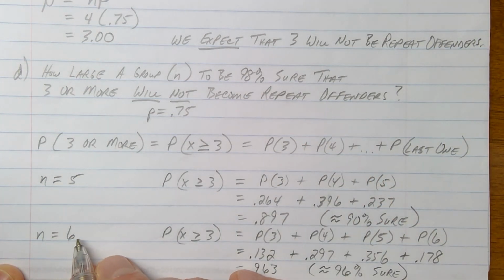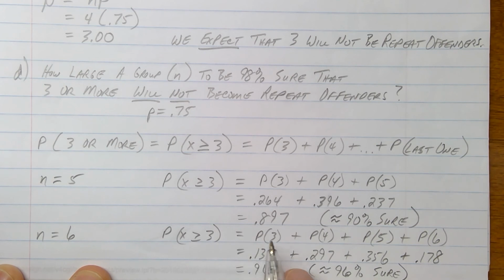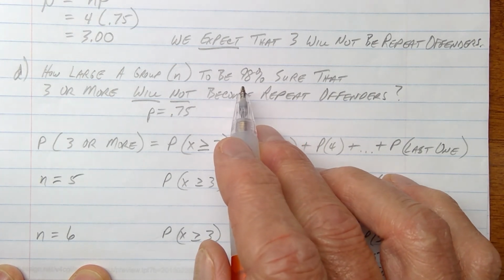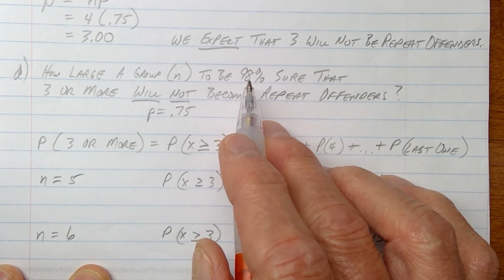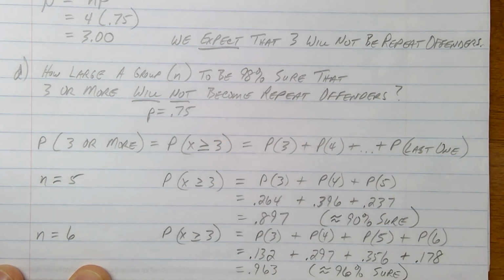Just bump your group up to 7 and find the probability of 3 plus 4 plus 5 plus 6 plus 7, and that'll give you a high enough percent so that you can be 98% sure or better that 3 or more will not become repeat offenders.